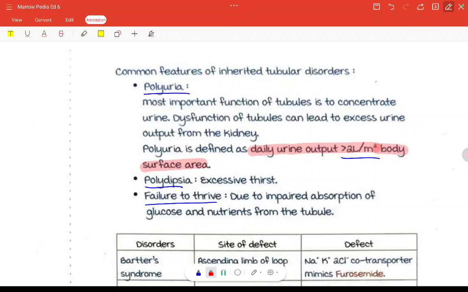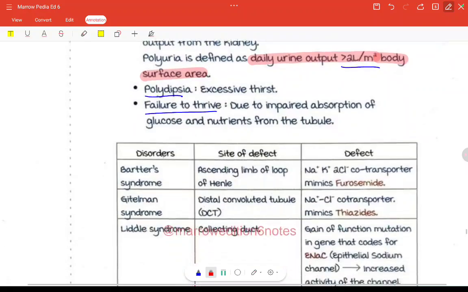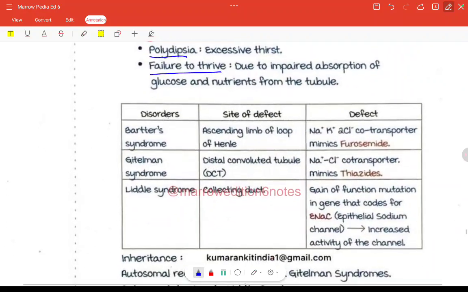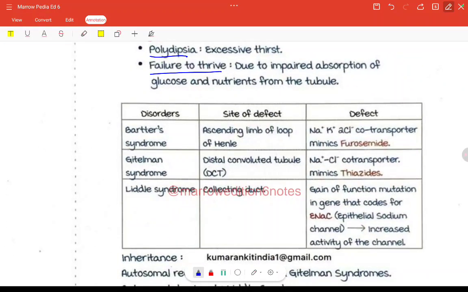You should know that daily urine output of more than 2 liters per meter square of the body surface area. Polydipsia is excessive thirst, and failure to thrive is due to impaired absorption of glucose and nutrients from the tubule. Disorders we can see are Bartter syndrome, Gitelman syndrome and Liddle syndrome. Starting with the first, Bartter syndrome.